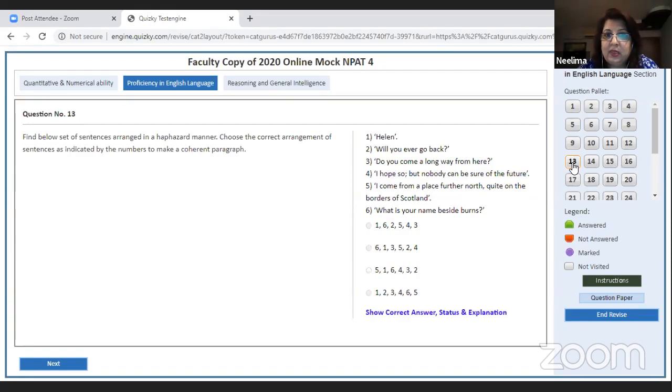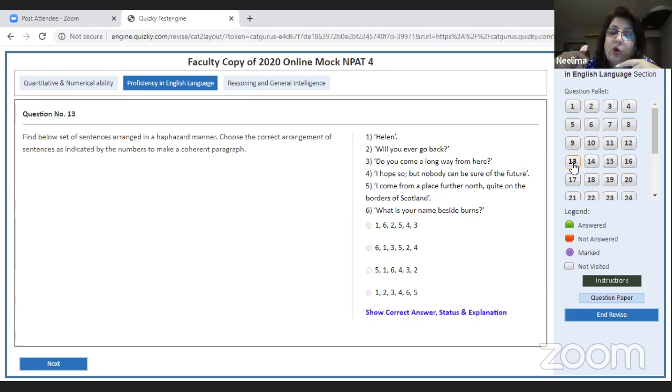So here you cannot start with Helen. You cannot start with number 5, which is your third option, that says I come from a place. Now, I is a pronoun. Before that we should have a noun for that. So the ideal way of starting would be somebody asking a question, what is your name, besides Burns? The answer now comes, Helen.